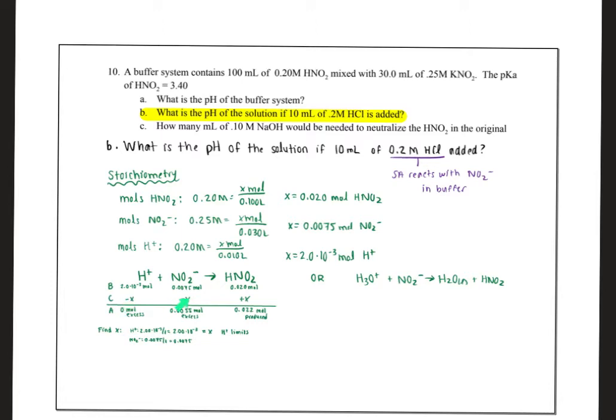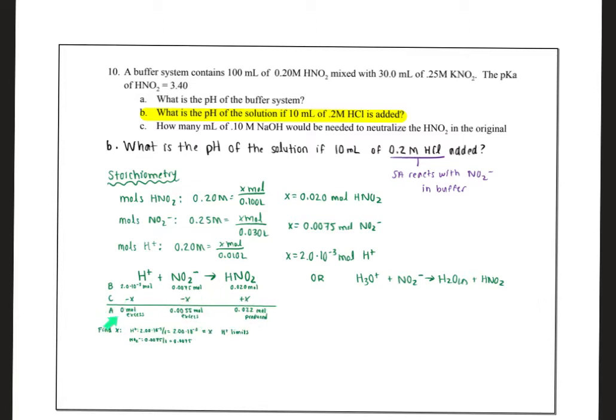I'm going to use up X, and how do I figure out what X is? Well, I'm going to take the starting amount of H+, divide it by 1, take the starting amount of this, divide it by the coefficient 1, and the smaller one is X. So in this case, the 2.0 times 10 to the negative third is my X. So I'm going to just take 2.0 minus that X, gives me 0. 0.0075 minus that X gives me how much is excess, and 0.02 plus that X gives me the total amount of HNO2.